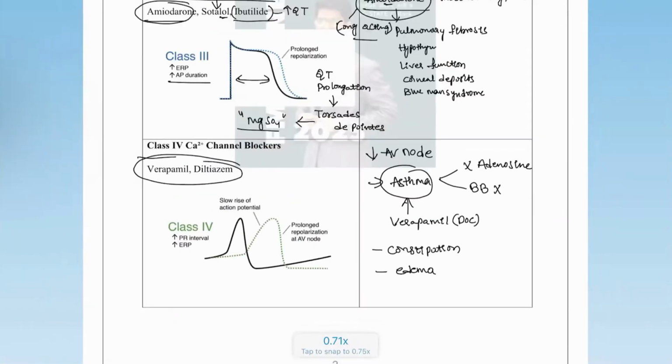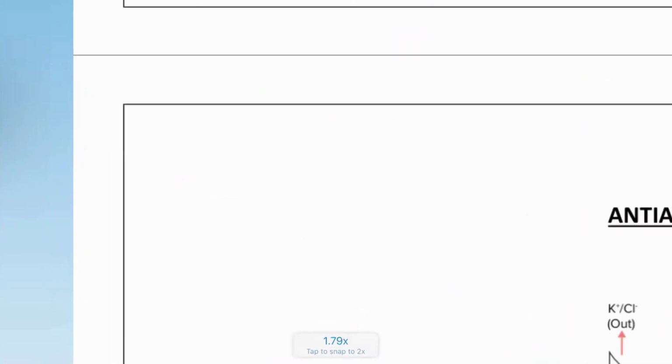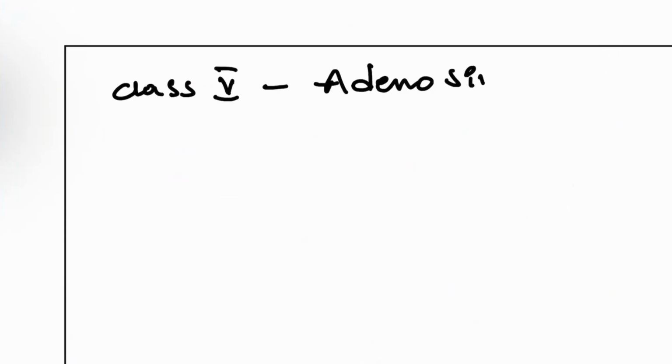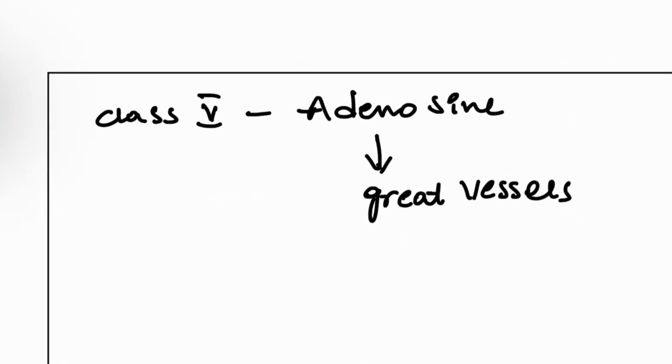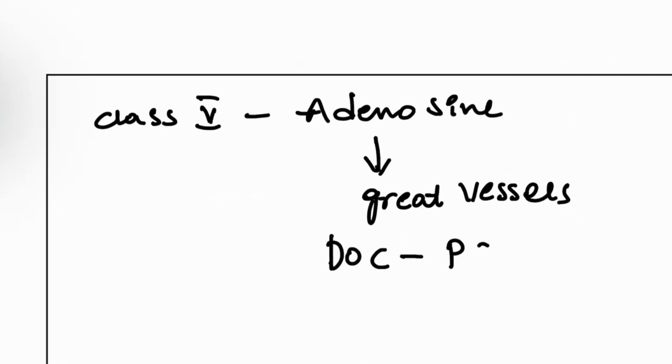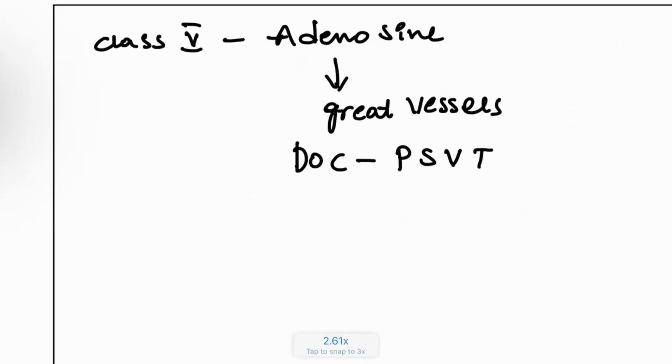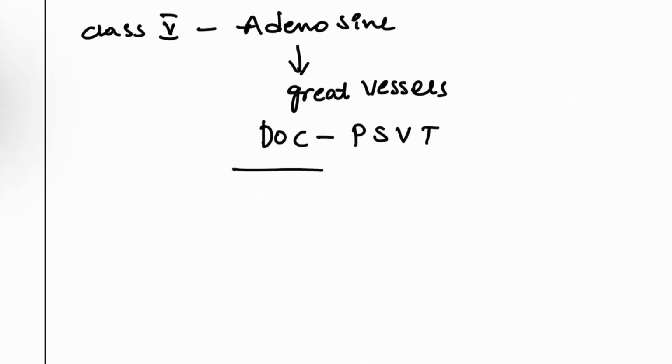And we also have one more classification, that is class 5. This is actually nothing but miscellaneous drugs. One is adenosine. I want to explain here why adenosine directly acts on the great vessels. From the great vessels it is going to act and it will immediately retrieve the patient from PSVT. And remember, not all drugs are given rapidly, but adenosine is given rapidly, IV 6 mg.